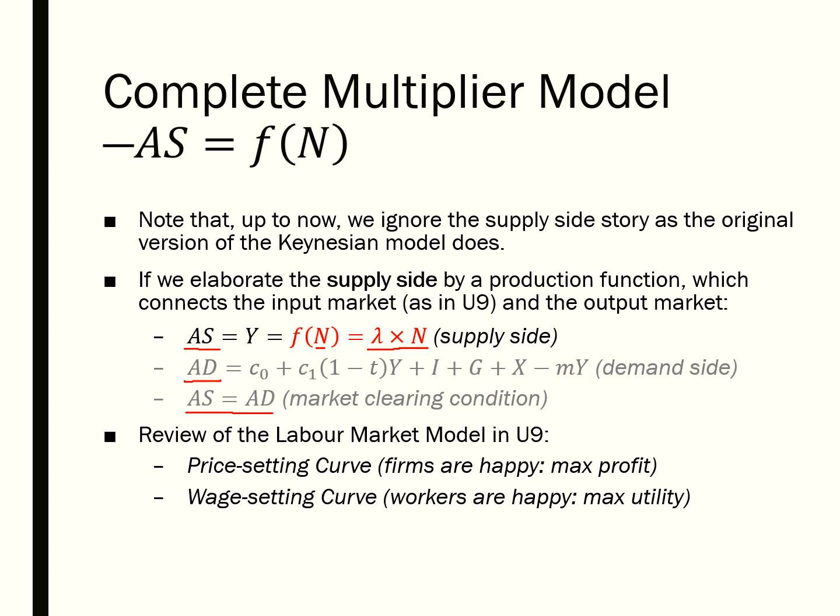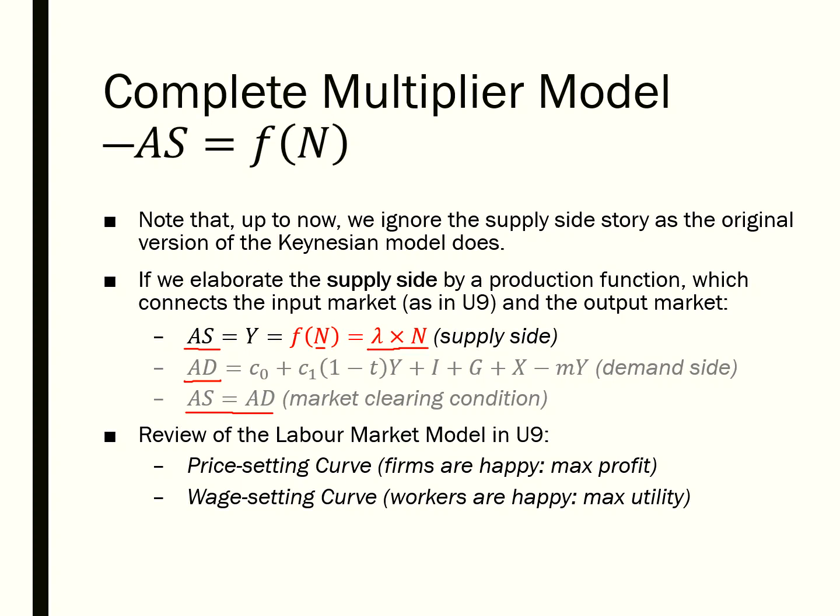In the labor market, we have two curves, which describe the firm side and the worker side. The firm is the demand side of the labor market, right? The firms hire people, they demand labor. The workers are the supply side of the labor market because they supply labor to the labor market. There are two curves you have learned from Unit 9. The price setting curve describes when firms are happy. This is a curve collecting all the optimal choices of the firm when they maximize their profit.